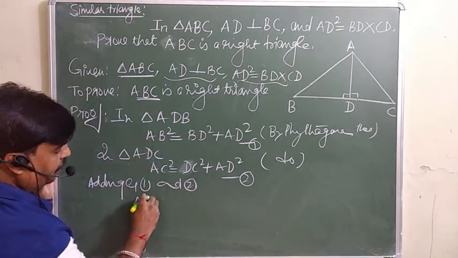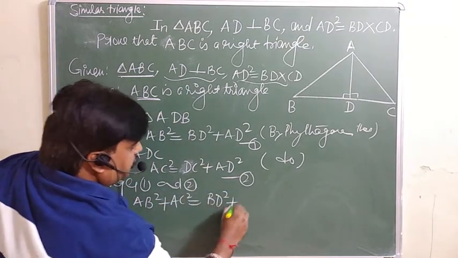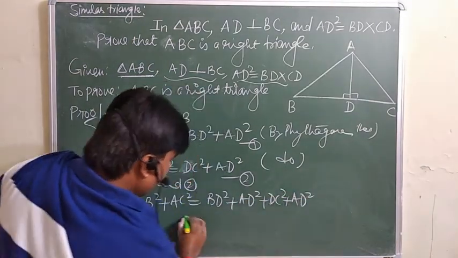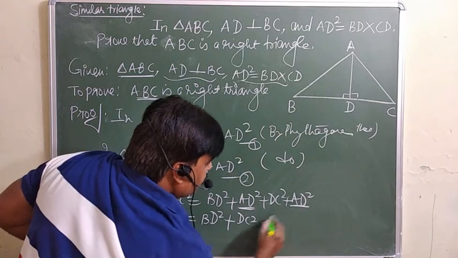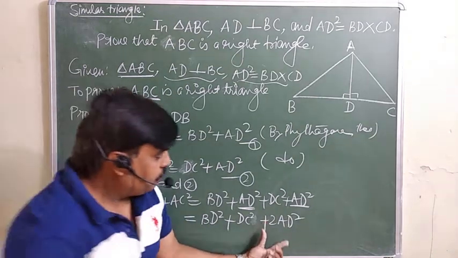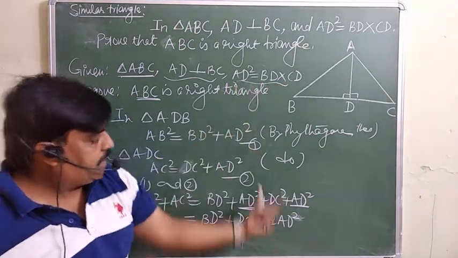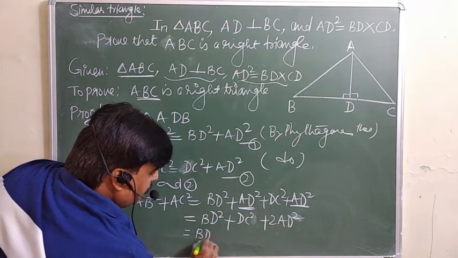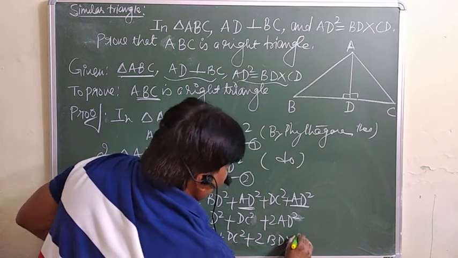What you will get? You will get AB square plus AC square is equal to BD square plus AD square plus DC square plus AD square. But this can be written as BD square plus DC square together. But AD square and AD square is what? 2 AD square. So in place of this AD square, from here, this is already given, we can write BD into CD. So what do we get? You will get BD square plus DC square plus 2BD into CD.